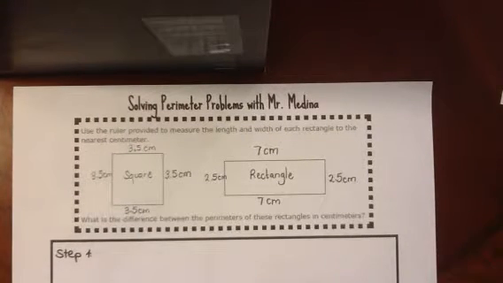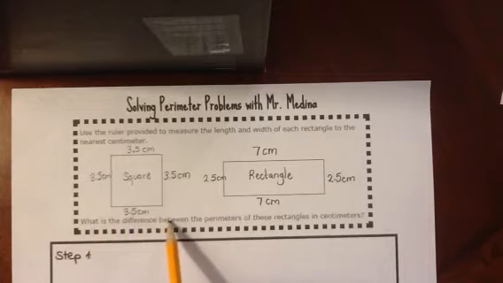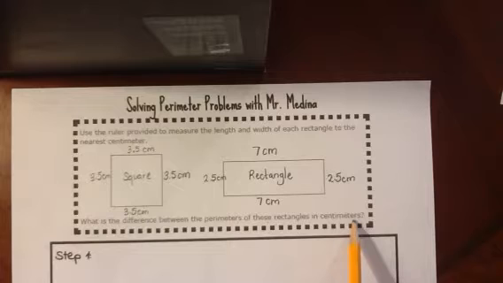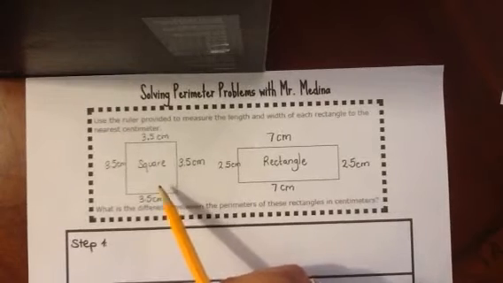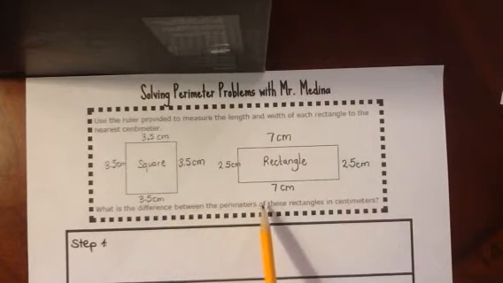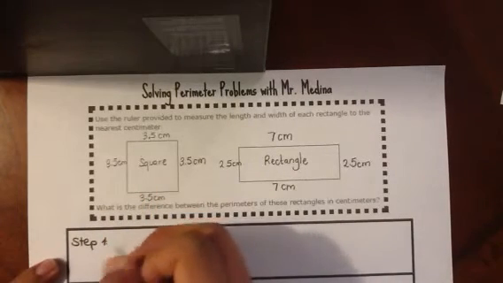Now I'm going to go ahead and finish reading the question. It says, what is the difference between the perimeters of these rectangles in centimeters? So what I'm going to do first is figure out the perimeter of just the square, because they want to know the difference between the perimeter of these rectangles in centimeters. So step 1, let's find the perimeter of the first square right here.